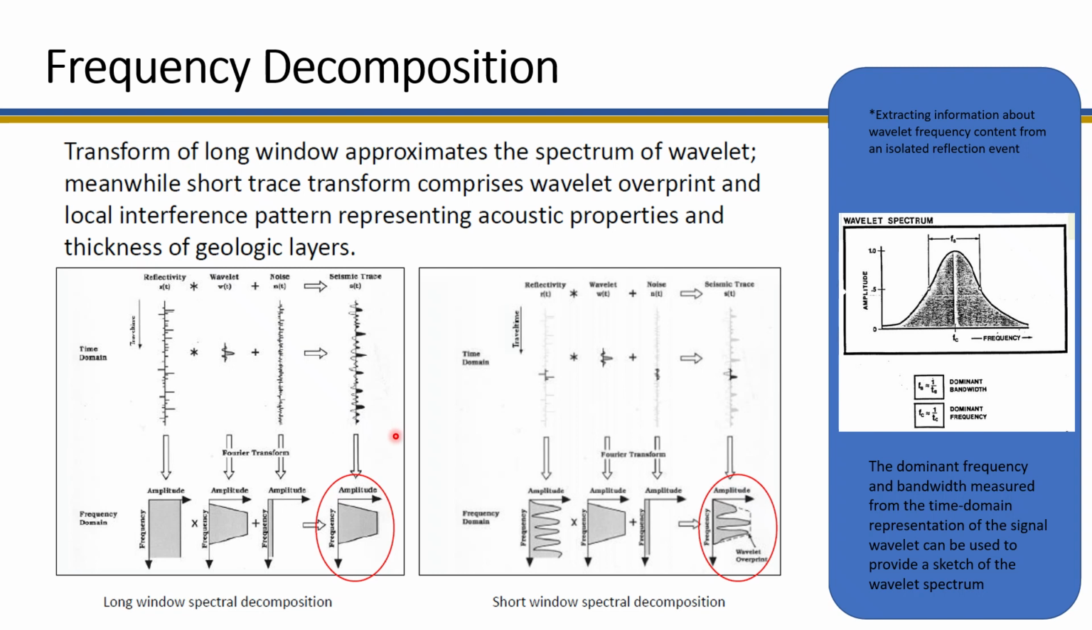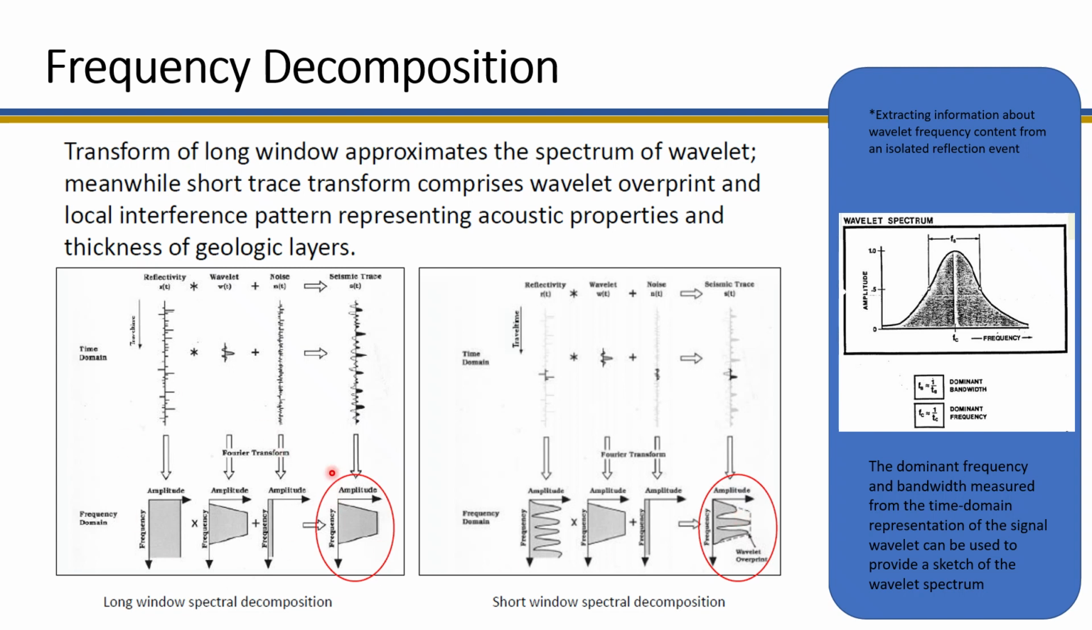For example, a long trace transform that shows a clear spectrum of the wavelet is likely to be from a homogeneous layer because it's quite consistent, while a short trace transform that shows a distorted spectrum of the wavelet is likely to be from a heterogeneous layer. Because if you can see here, we have some kind of up and down in terms of the frequencies, or in terms of the amplitude in the frequency domain.